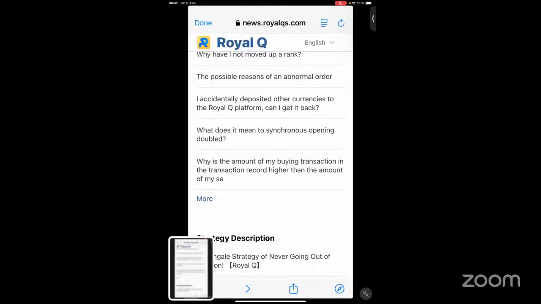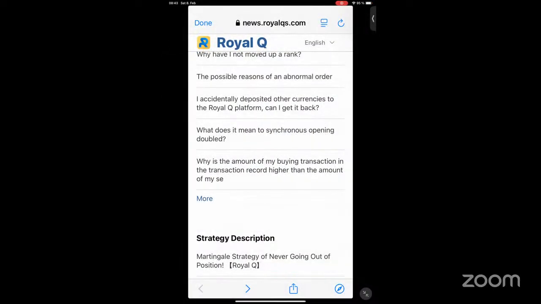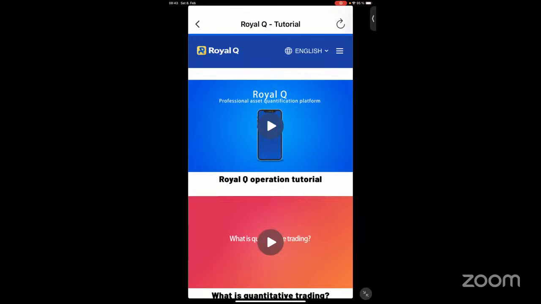Under the same user guide, we can also see the martingale strategy of never going out of position. If you don't have an idea of what martingale strategy is, you have the chance to get to know more about it on your Royalq application. So that is the user guide. Now let's go to quantitative class.